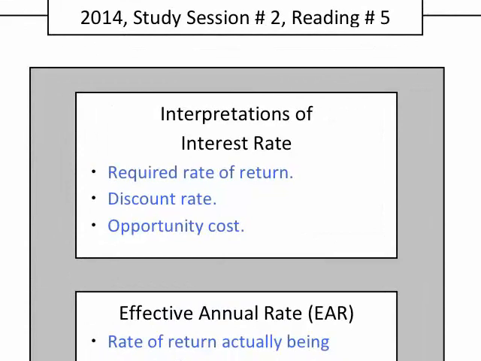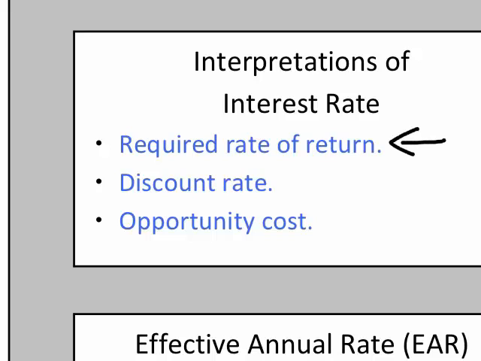Interest rate has three names. In exam, be careful. You may be provided with any of these three names. It may say the required return is 12%, or it may say the discount rate is 12%, or it may say the opportunity cost of capital is 12%. So these are three different ways to interpret it.